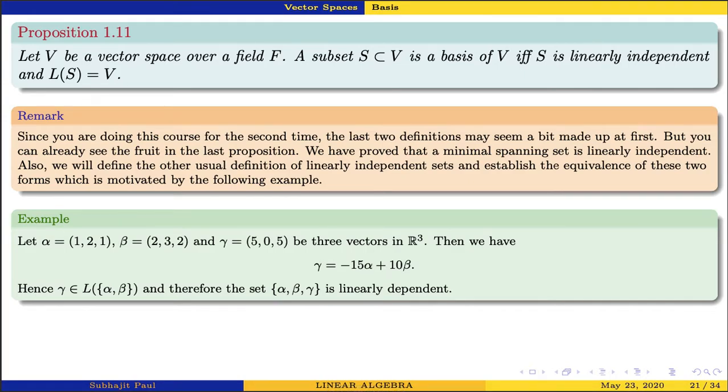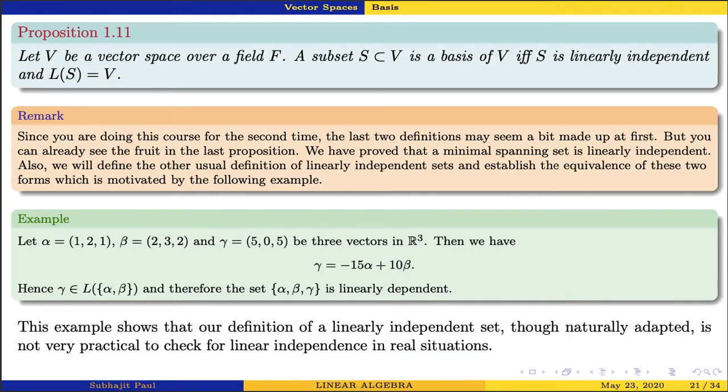The example is this one. Let alpha be this vector (1, 2, 1). We are doing this in R3. Alpha is (1, 2, 1), beta is (2, 3, 2), and gamma is the vector (5, 0, 5). Then we have this relation, gamma equals minus 15 alpha plus 10 beta. So therefore, gamma is a vector in L(alpha, beta), and therefore the set alpha, beta, gamma is linearly dependent, right? Now, to find these coefficients, minus 15 and plus 10, this is a tiresome job, right? So this is not that easy to find out.